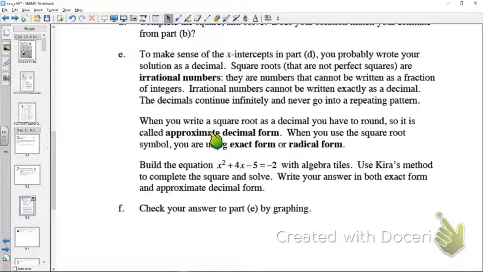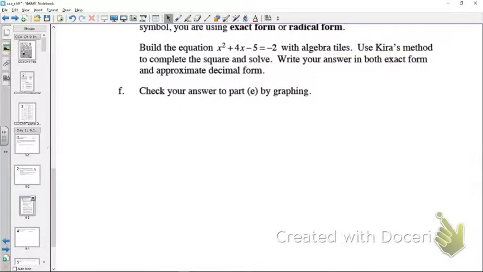So now you guys try this one. I'm going to do that with you as well, just to make sure you know how to do it. We're not going to check your answer by graphing. I mean, you would just graph it on Desmos or something. Let's just solve it. Here we go. x squared plus 4x minus 5 equals negative 2.